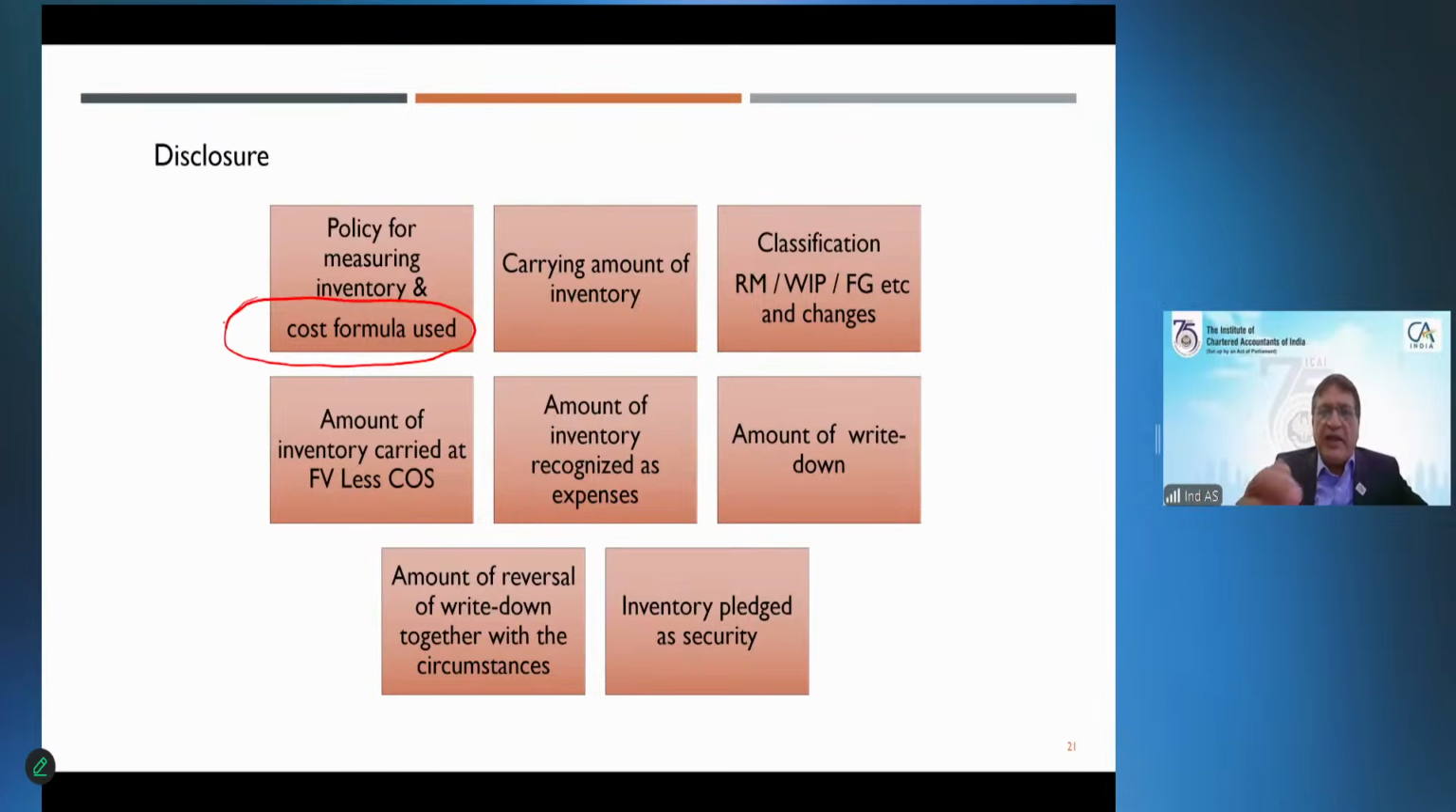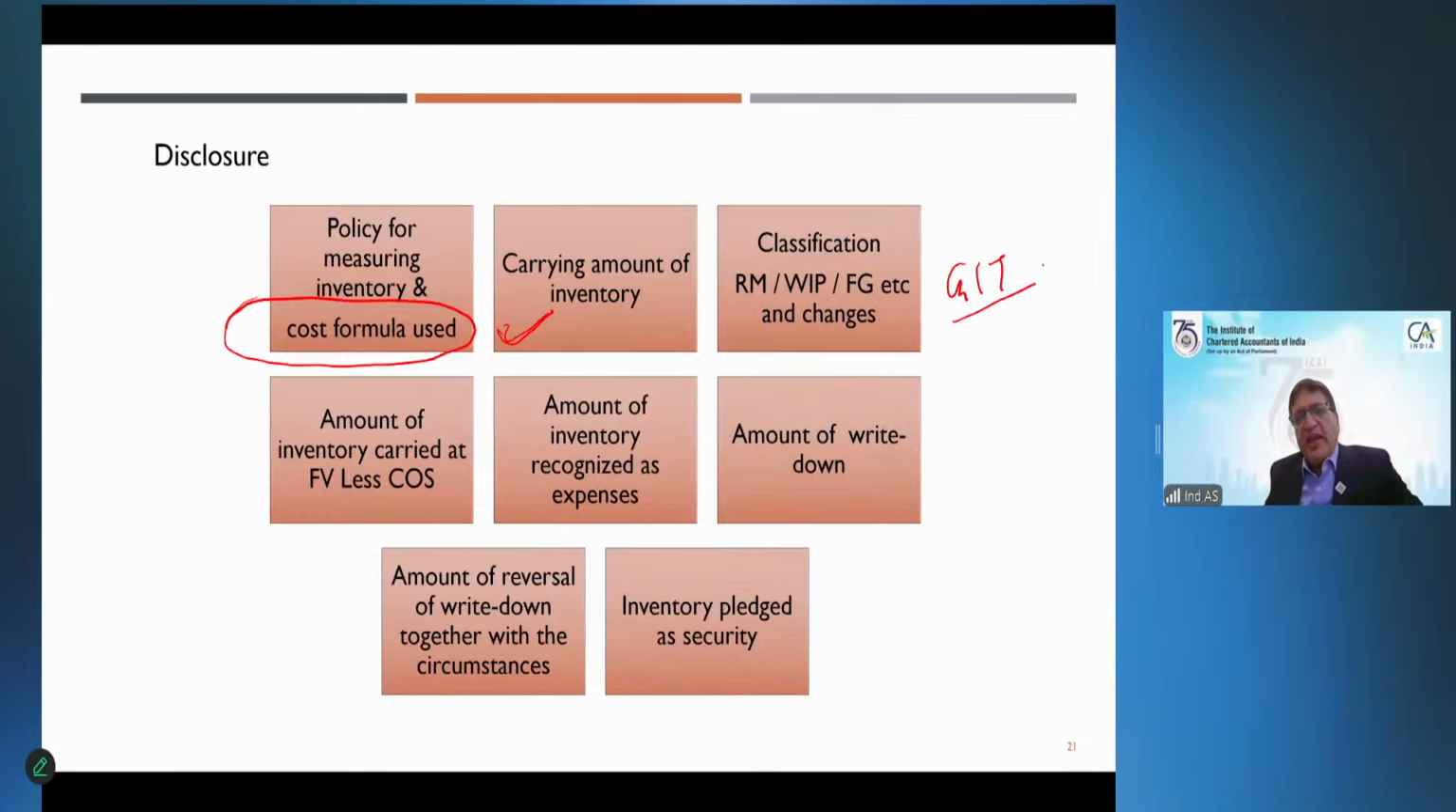The other item which is required is the carrying amount of inventory. Of course, the carrying amount of inventory is there in the balance sheet, so you don't need to worry about it. The other thing is classification. In classification, you have to show raw material, work in progress, and finished goods, and the changes are to be given. One important thing with regards to classification is GIT.